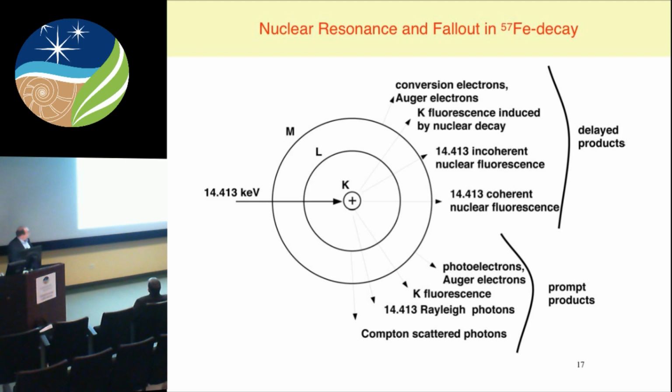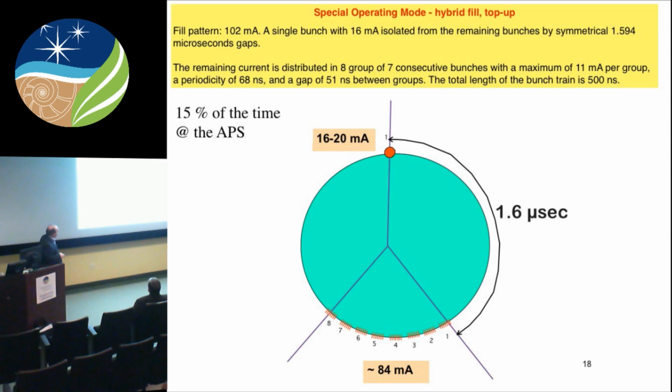For example, in one of my favorite modes, which runs about 2 weeks per cycle, we put a single bunch, 16 milliamp to 20 milliamp into a single bunch, and then we have about 1.6 microsecond quiet time before we go into these 8 septuplets. All right? So this is for iron an ideal time because it's about 10 lifetimes, more than that actually, to observe.